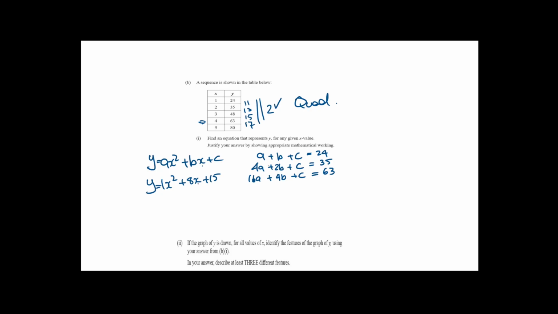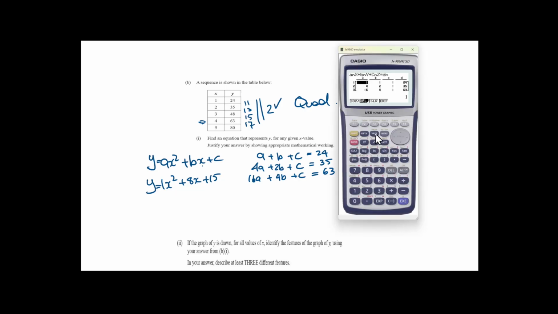All right. Let's do it in the calculator just so you can see that we could actually do it like that if we knew that it was quadratic. Let's go to stat mode. Put these numbers in here like this: 1, 2, 3, 4, 5, and 24, 35, 48, 63, and 80. I'm going to graph it. Graph 1. Yeah, it looks like a parabola.